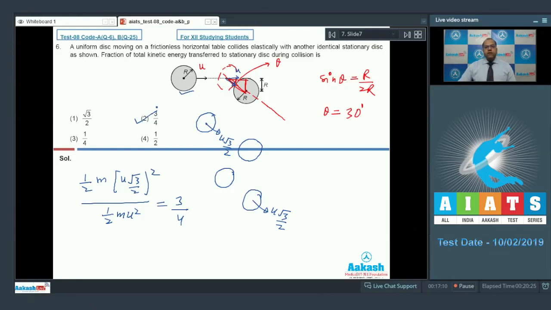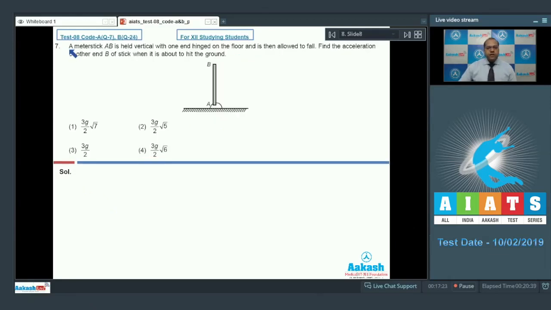Let's move to question number 7. In question number 7, a meter stick AB is held vertical with one end hinged on the floor and is then allowed to fall. Find the acceleration of other end B of the stick when it is about to hit the ground. So we have to find out what is the acceleration of this end B when it is about to hit the ground. In order to find the acceleration, first of all, let's find out its centripetal acceleration.